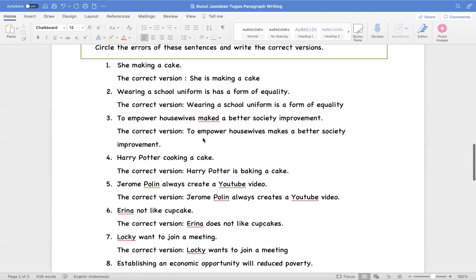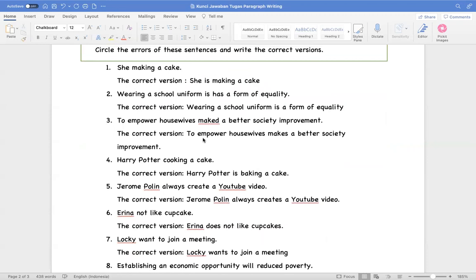In the third part, all the sentences are unacceptable. Jadi harus dibenerin semua. So the first one, she making a cake. Yang benar adalah she is making a cake ya. Verb ing nggak bisa sendirian unless dia adalah gerund. Ini bukan gerund ya karena dia di samping subjek tapi nggak ada kata kerjanya, kata kerja finite-nya nggak ada, jadi harus dikasih to be. She is making a cake.